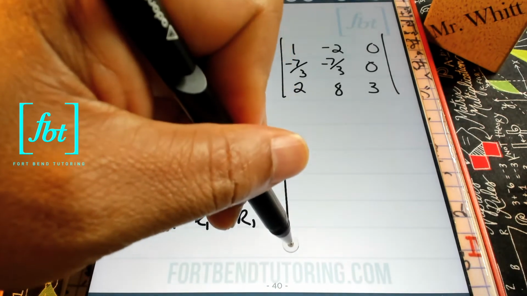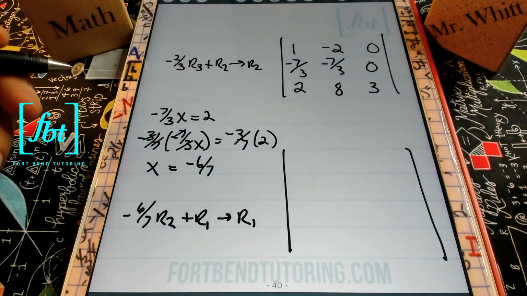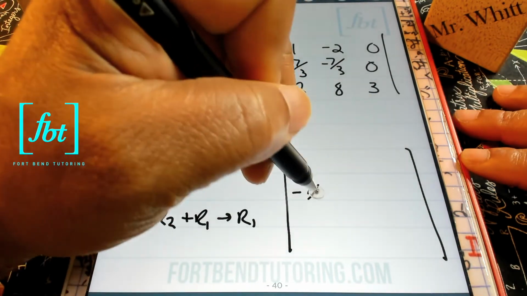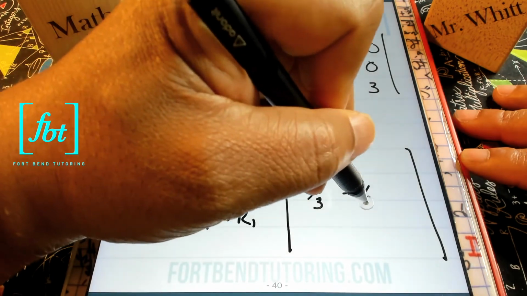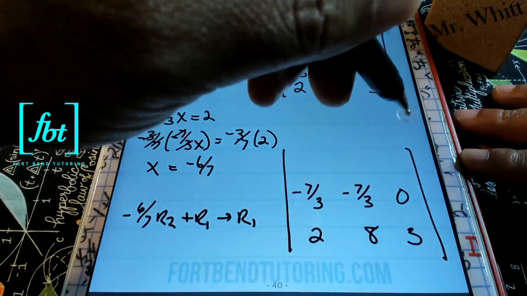And so here we go. We know that we're going to keep the second and third rows alone. That leaves us with negative 7/3, negative 7/3, 0, 2, 8, and 3.